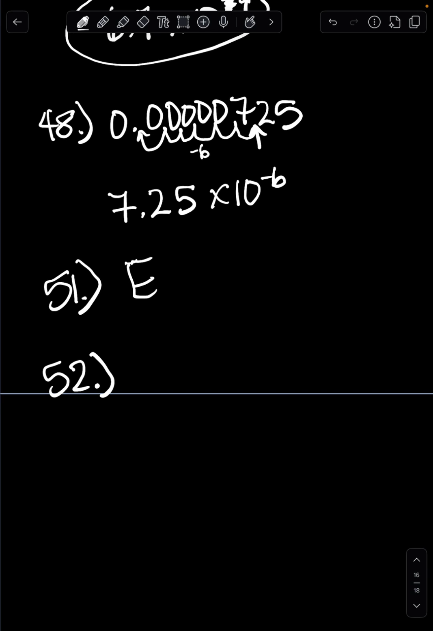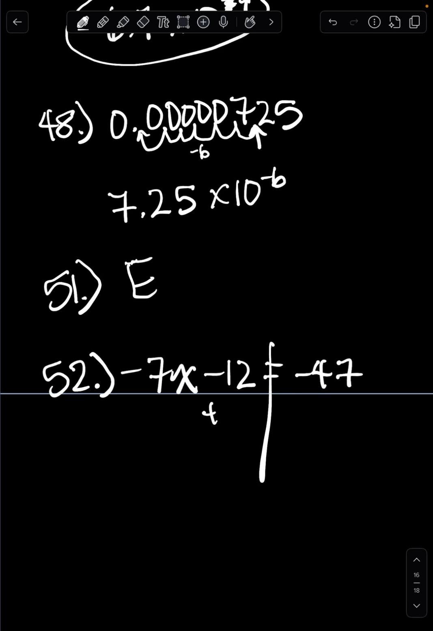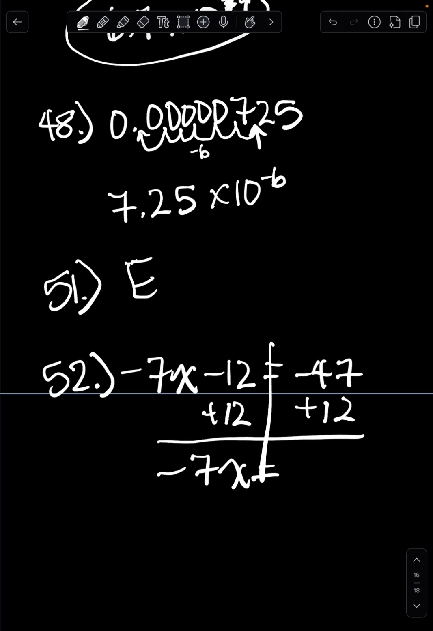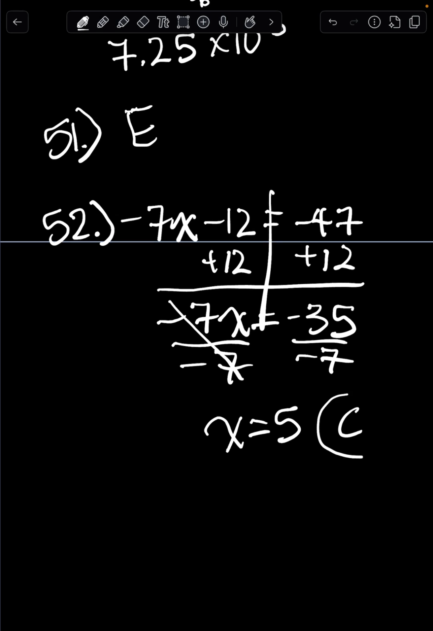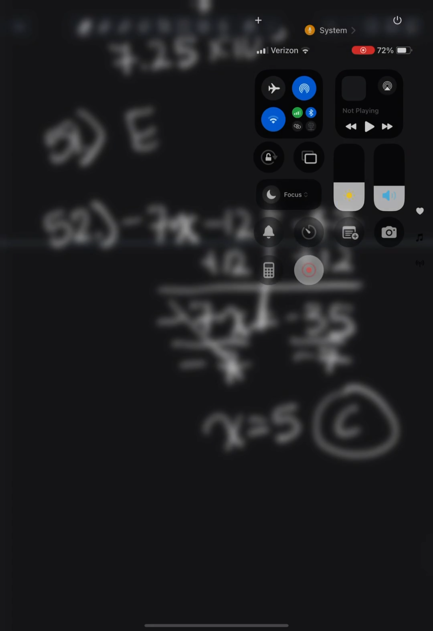Okay, number 52, solve this. Negative 7x minus 12 equals negative 47. Okay, we're going to add 12. Negative 7x, and we're going to have to subtract because the signs are different. It's going to end up with a negative 35. Remember to keep those negatives with you. Negative 35 divided by negative 7 is a positive 5, which means the answer is C. There we go, another one down.